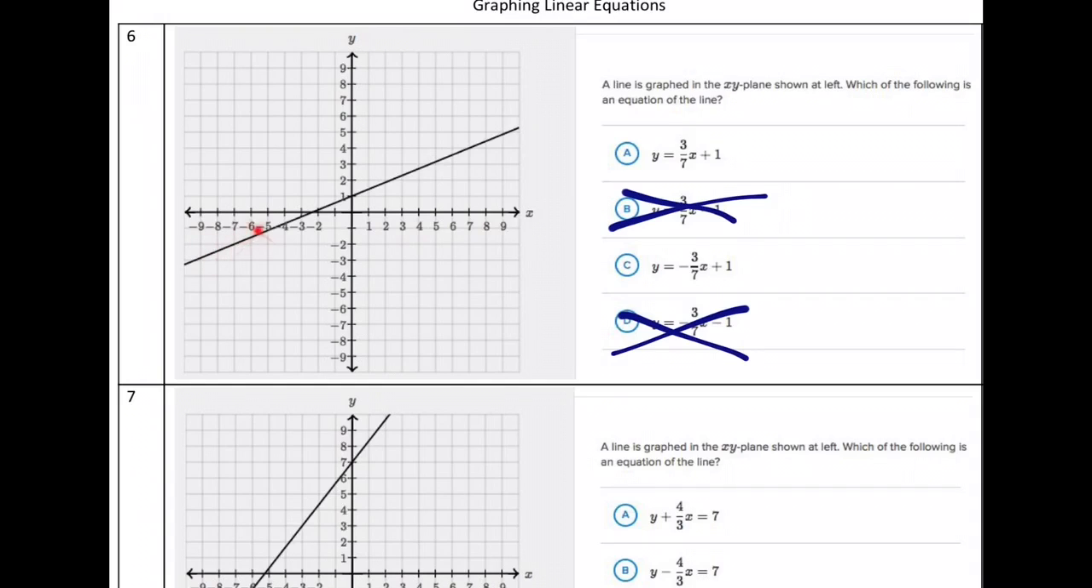As I travel from left to right, my line is heading upward, so it has a positive slope. That means that A is correct. If I wanted to, I could count up 3/7 and verify that slope.